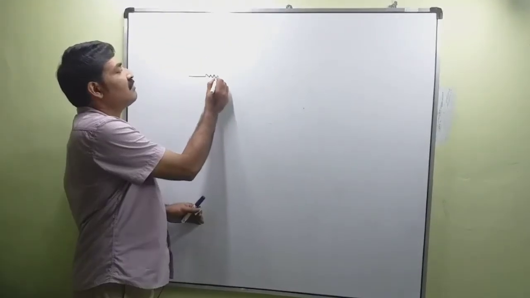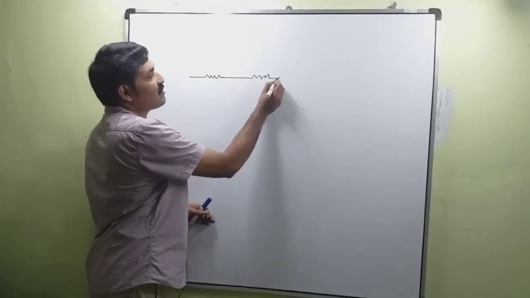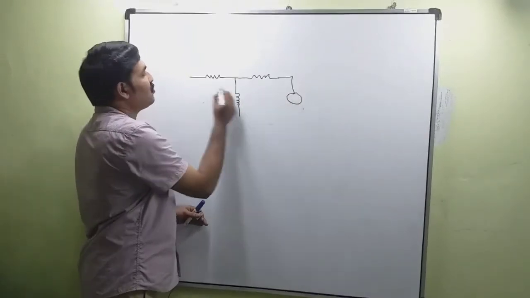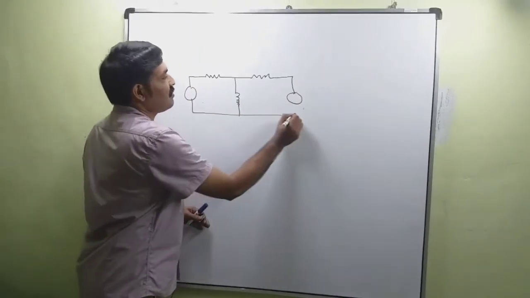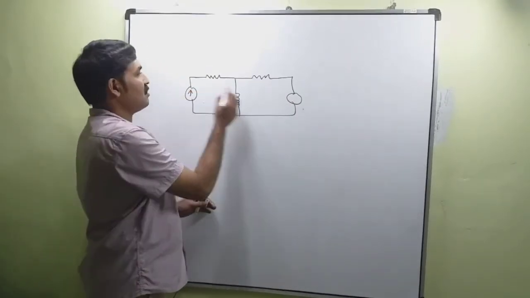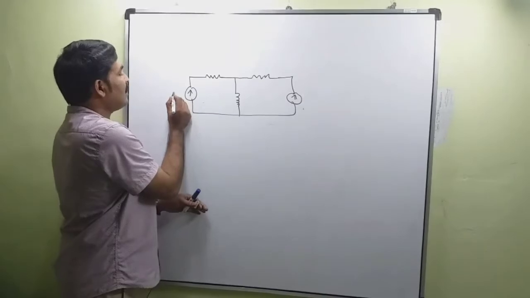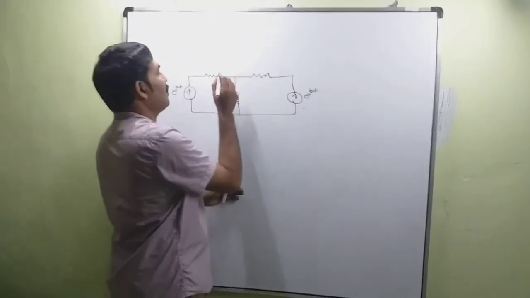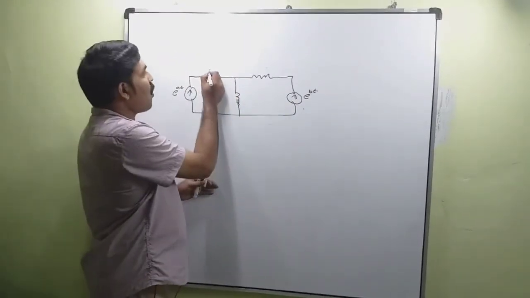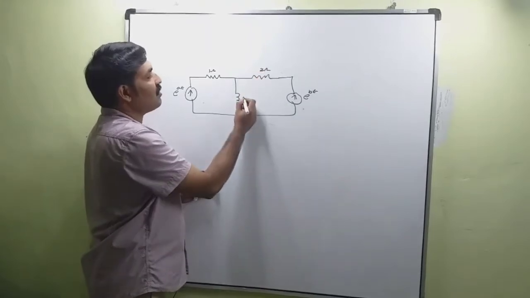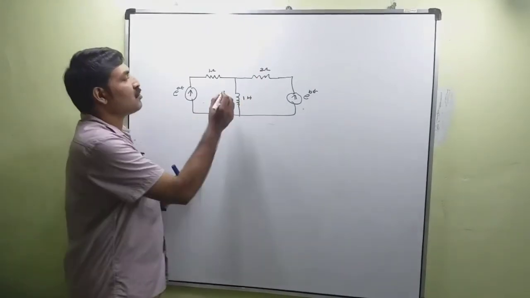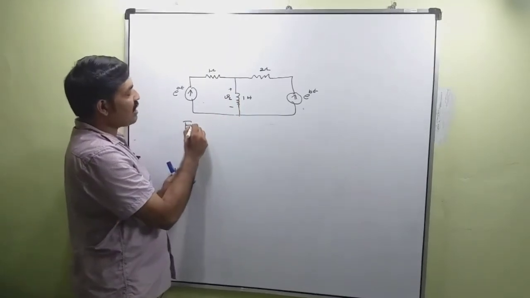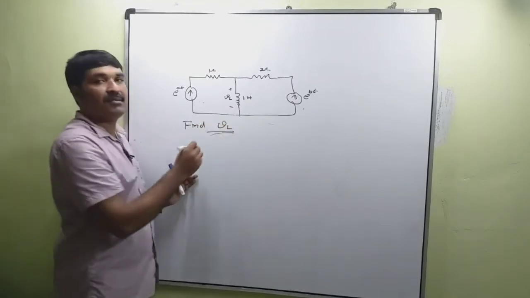Consider the question. We have a resistance and a resistance. It's a T section. I am connecting an inductance here. Then we have 2 sources here. Let this be a current source. This is also a current source. Let the current be represented by e raised to at. This current is given as e raised to bt. Let the values of the resistances be 1 ohm, 2 ohm and inductance is 1 Henry. Now the question is, let this be the voltage across the inductance, that is VL. Find VL.